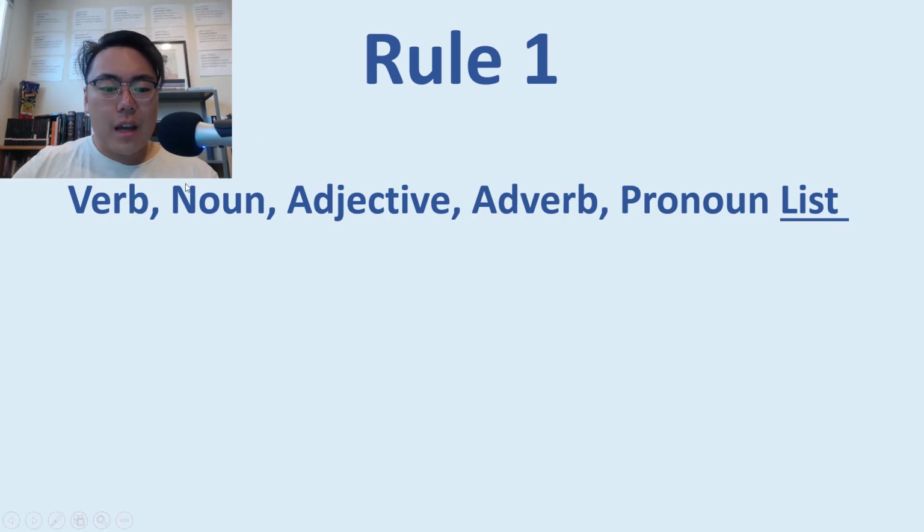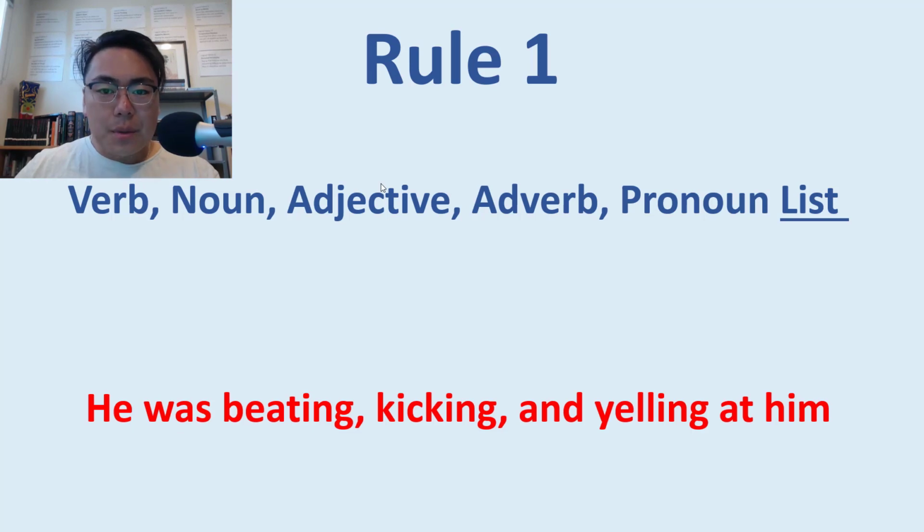That's our noun list, but you can also use it with verbs. You can use it with adjectives. He was a smelly, hairy dude. Here's an example. He was beating, kicking, and yelling at him. Now, I forgot the full stop here, but he is our subject. You say was, and then a list of different verbs, beating, kicking, and yelling at him. And then we will put a full stop at the end of that. So you can use it in a list.